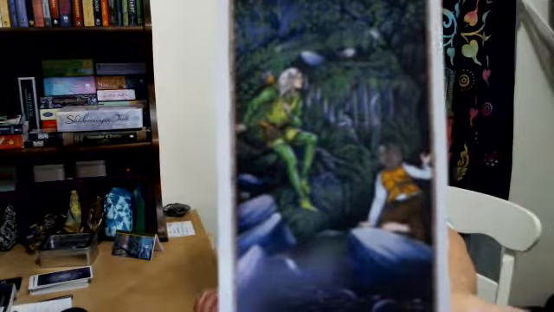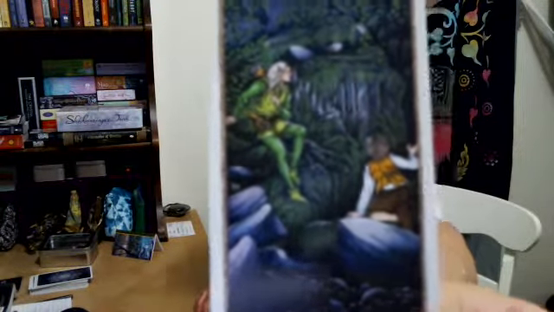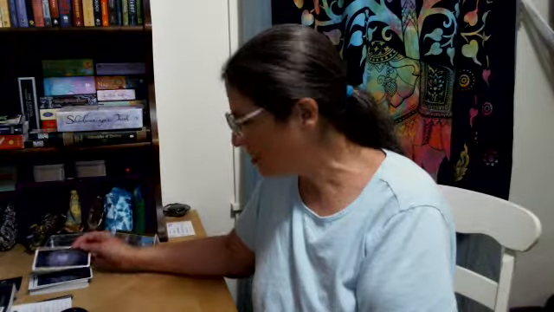This is Bilbo scoping out the prison where his friends are being kept. All of the dwarves are in there.